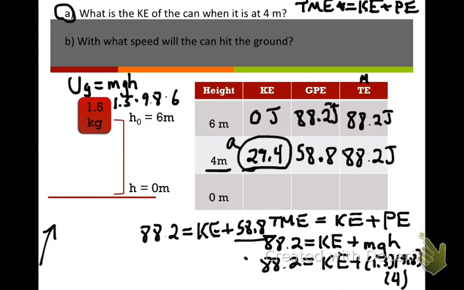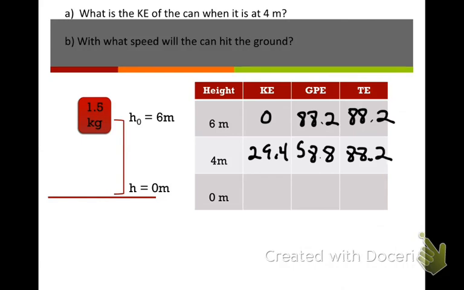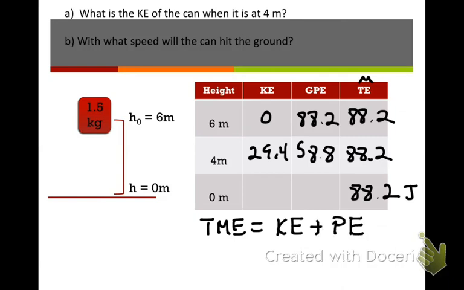It then asks, what is the speed of the can right when it hits the ground? So I'm going to clear this up here. I'm going to add a couple numbers that we had before here, 88.2. We know that our total mechanical energy of our system has to remain at 88.2 joules. So I'm going to set this up again. Total mechanical energy is equal to kinetic energy plus potential energy. We have 88.2 here. And our potential energy, right as it hits the ground, we could treat it basically as 0. So all our energy is going to be transformed into kinetic energy. So that's also going to equal 88.2 joules.